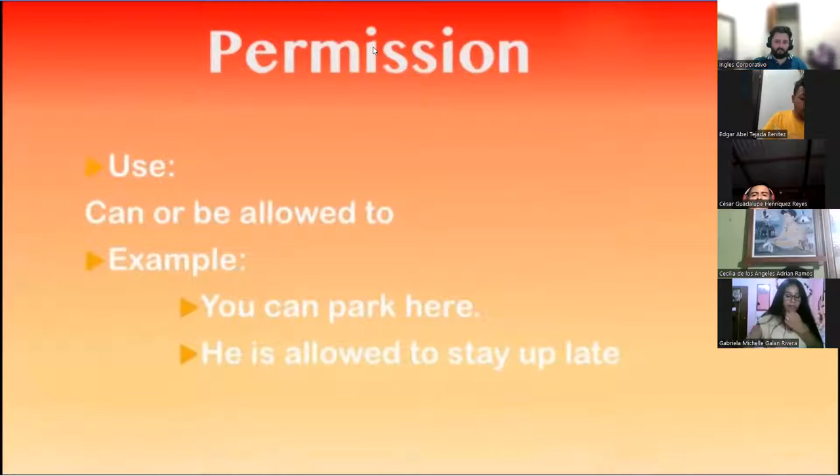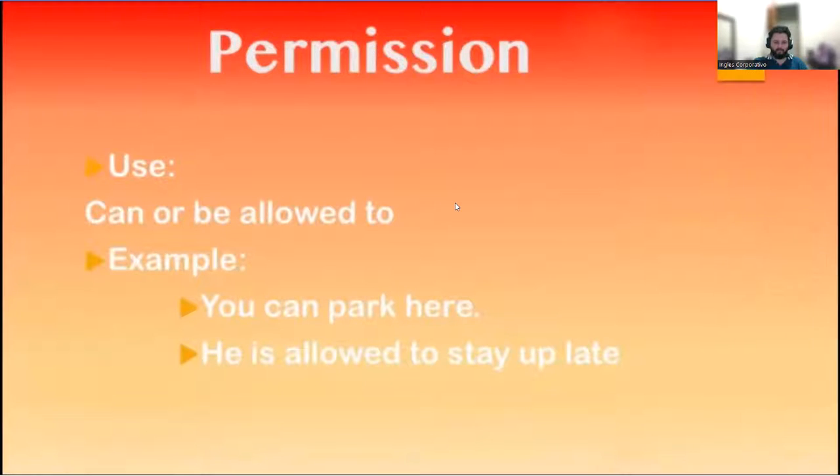Okay, so the modal verb that we can use, guys, for permission is can or be allowed to. Right now, be allowed to, guys, is not a modal verb, right? But be allowed to is like can, right? So for example, if I say, guys, you can park here, right? Is that an ability? Because remember, can be used as a modal verb for ability, right?